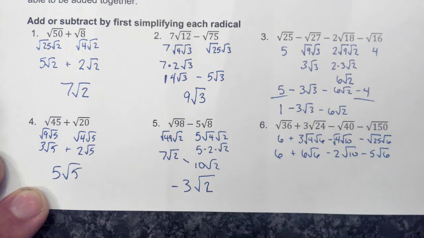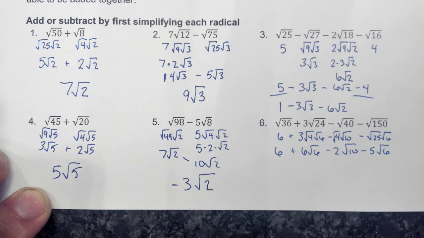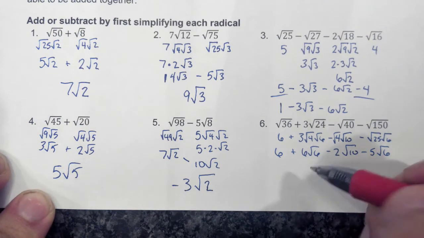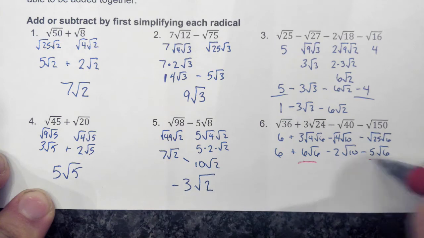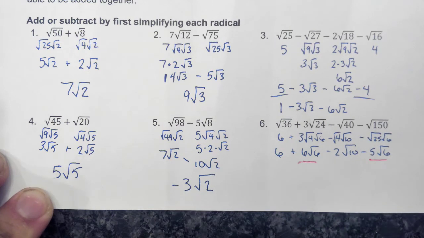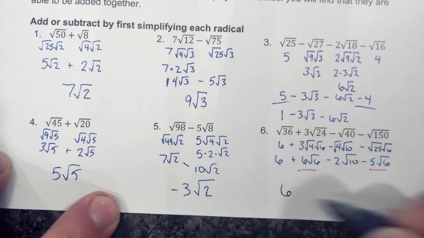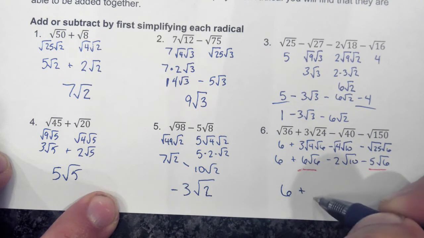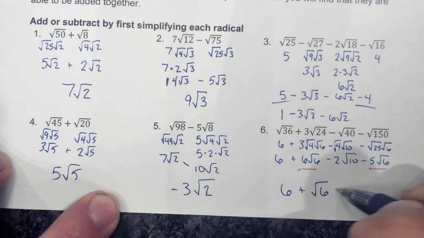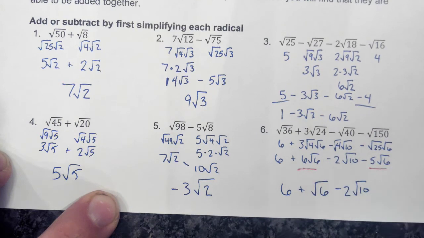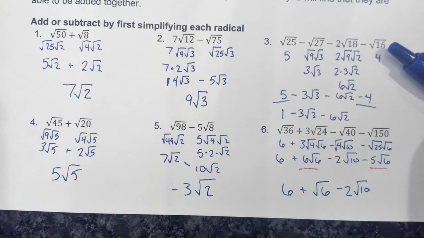So look at those. Which of those can go together? The only ones that are alike are the square roots of 6. So 6 square roots of 6 minus 5 square roots of 6 is 1 square root of 6. I don't need the 1. I just write the square root of 6, and then the 2 square roots of 10 will come afterwards. All right. So there's that front side. Let me know if you have any questions. Let me know if you did well there.